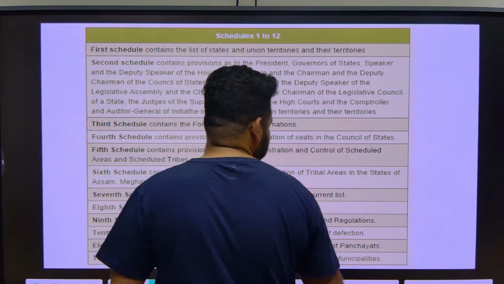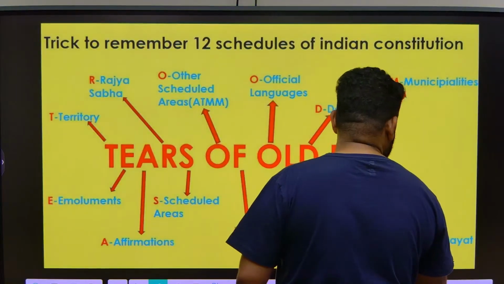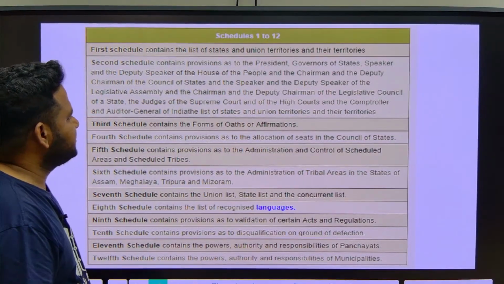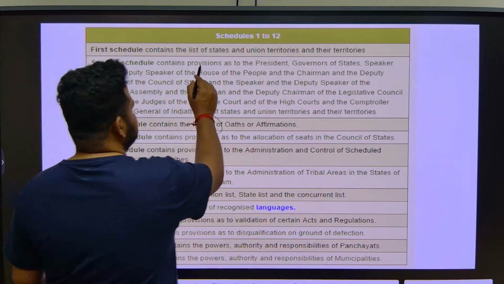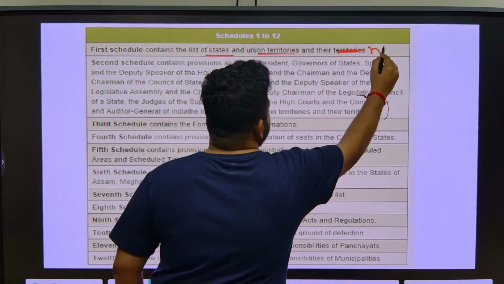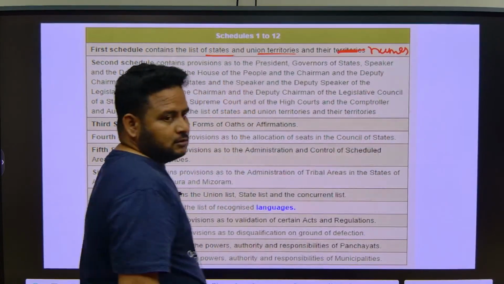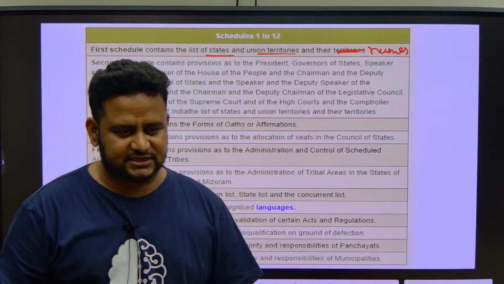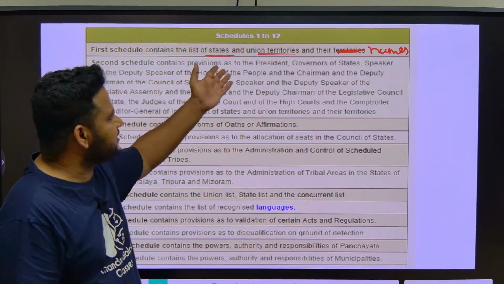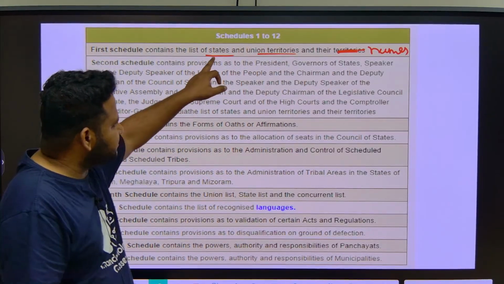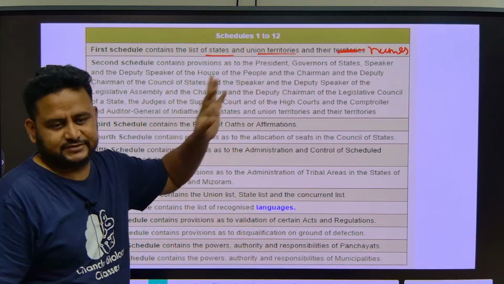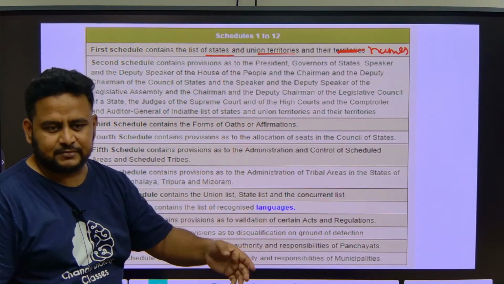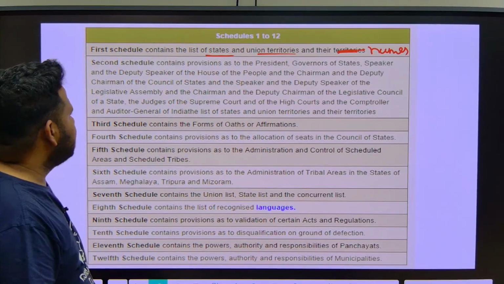First schedule. The first schedule contains a list of the states and union territories and their names. Part 1 talks about what? Union and its territory. In the same way, the first schedule also talks about union and its territory. In what way? A list of the states and also union territories and their names. It contains a list of all the 28 states. It contains a list of all the 8 union territories along with their names. That is the first schedule. The second schedule is very important.